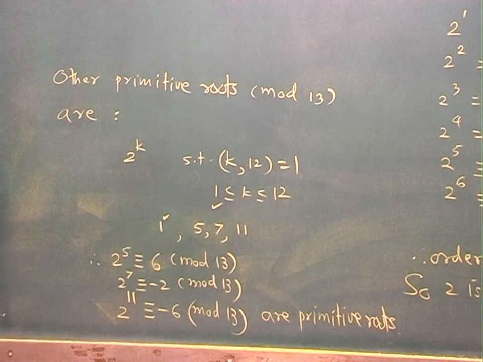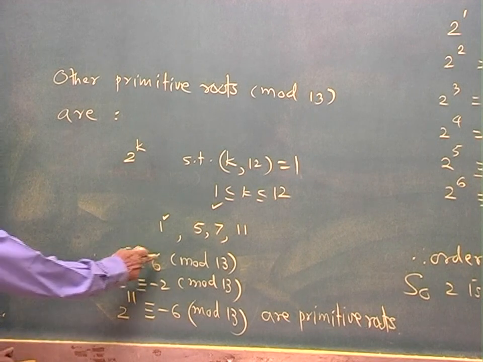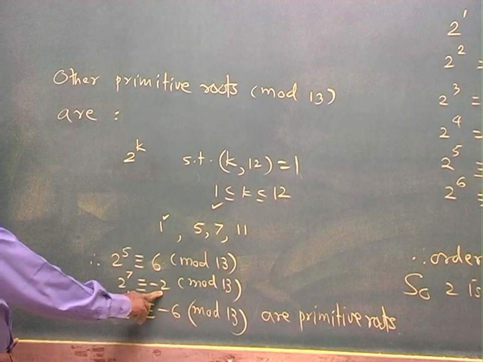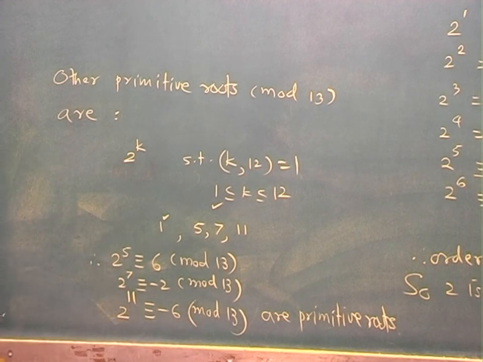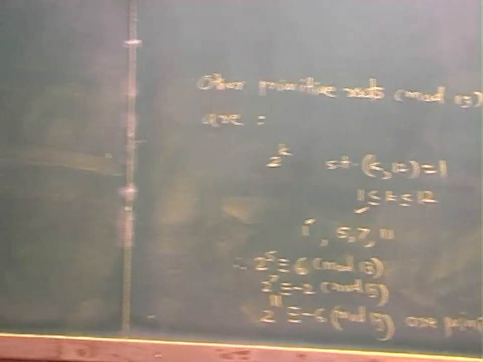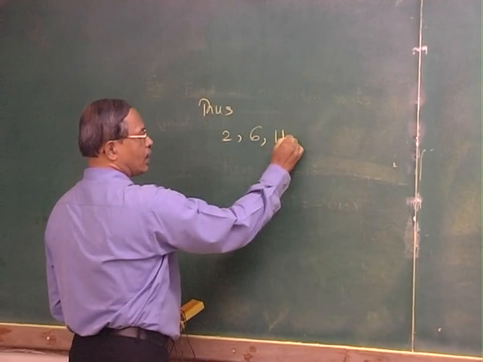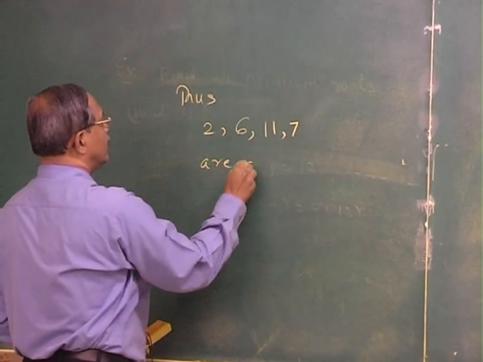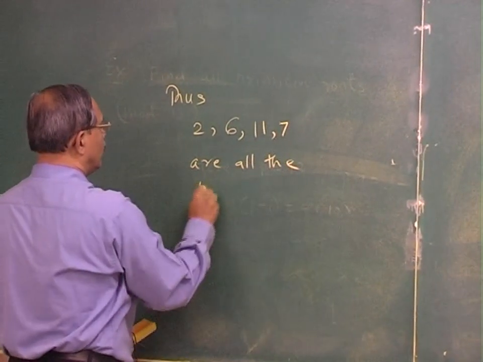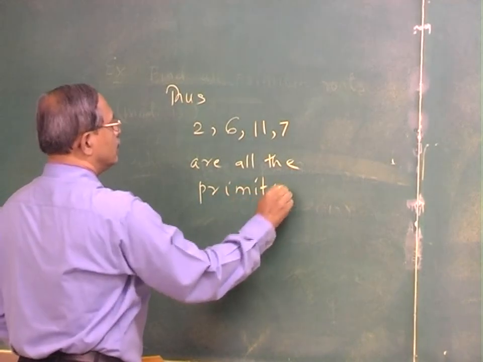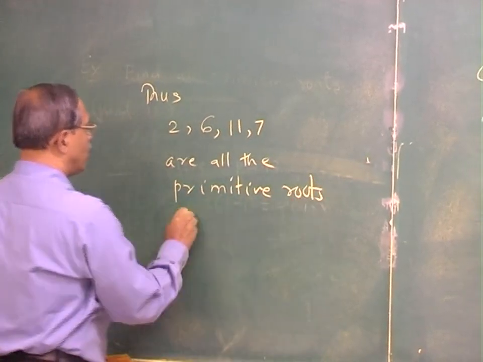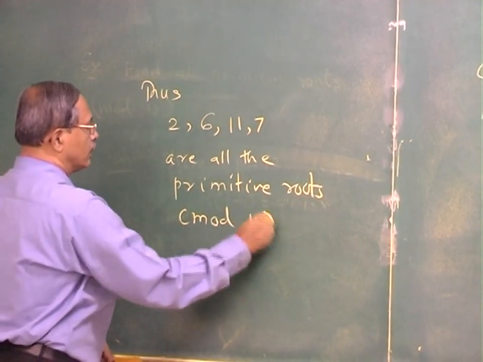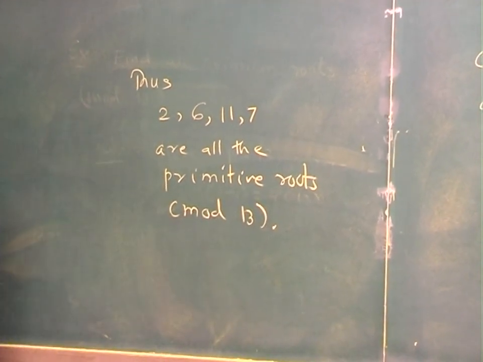If you want the standard way of writing the primitive roots, then you can write 2, 6, then this is 11 and this is 7. So this 2, 6, 11 and 7 are all the primitive roots mod 13. They are all the 4.